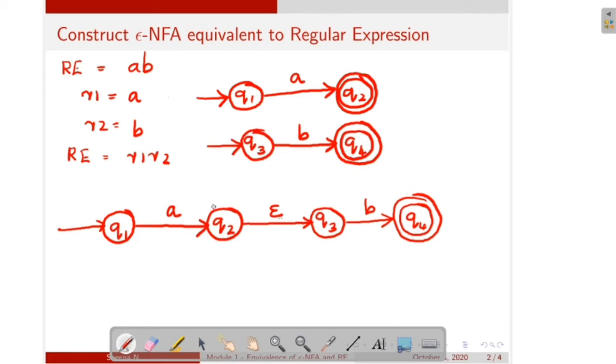Okay, then we eliminate the final state of R1. It becomes a normal state. Q2 becomes a normal state, and Q3 also, here Q3 is the initial state. Here we remove that initial state. Here only Q1 is the initial state. So we start from Q1, read the first alphabet A, followed by epsilon, followed by B. It reaches the final state Q4. So this is the equivalent epsilon NFA for the regular expression AB. Okay.